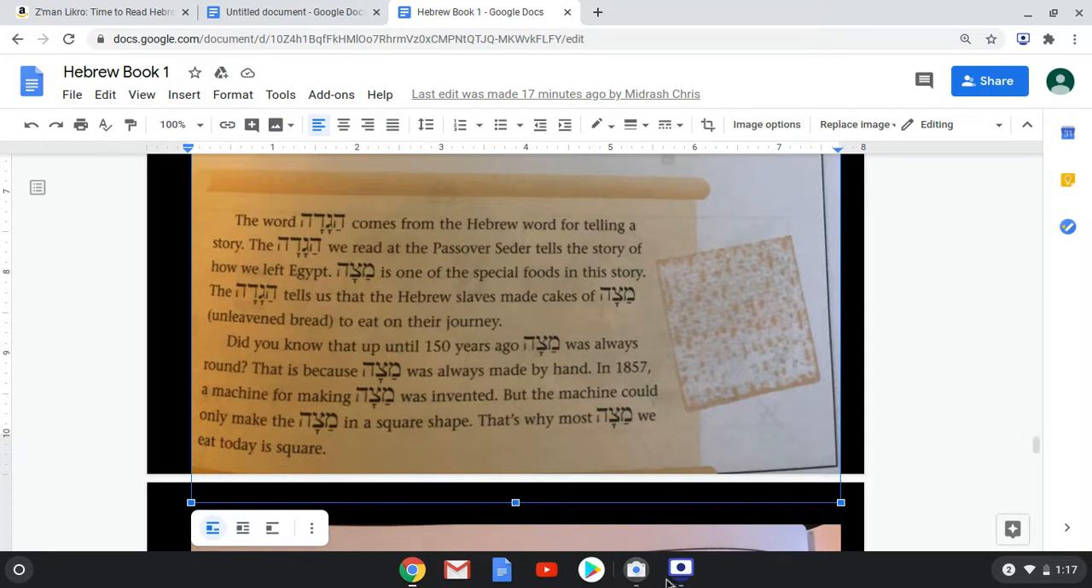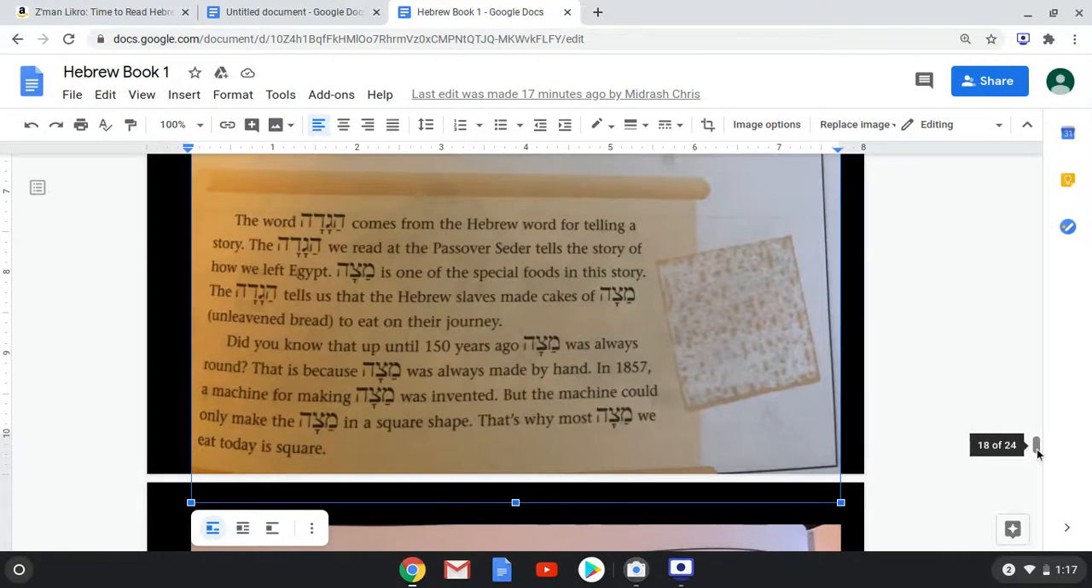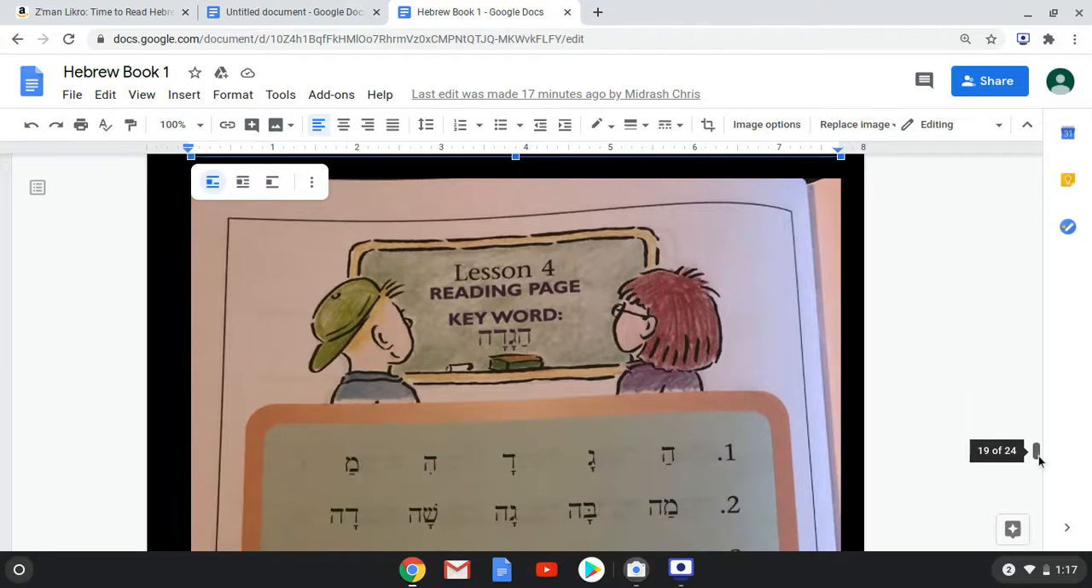So see, I'm doing it. I find as I'm reading it, I'm just going with kind of the lazy, and I don't know if it's Southern or what it is, but making the Z instead of the T sound. Okay, let's go to the next page. So our keyword is Haggadah.